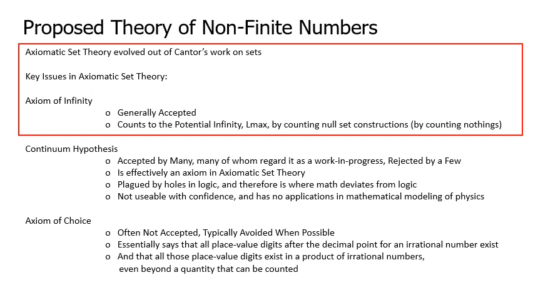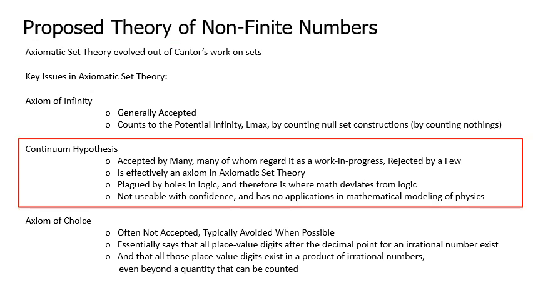Cantor proposed his two infinities, Aleph null and Aleph 1, over 100 years ago. And about 100 years ago, starting from Cantor's use of sets, we developed axiomatic set theory, in which, first, the axiom of infinity addresses the finite potential infinity and generally is accepted even though this counting to the potential infinity is performed by counting nothings. Second, the continuum hypothesis is effectively made into an axiom, but it leads to holes in logic.